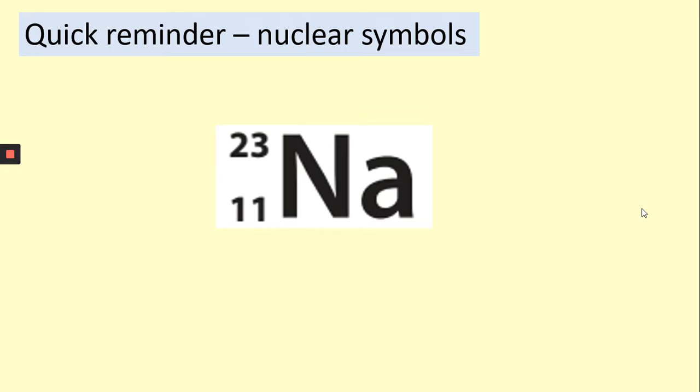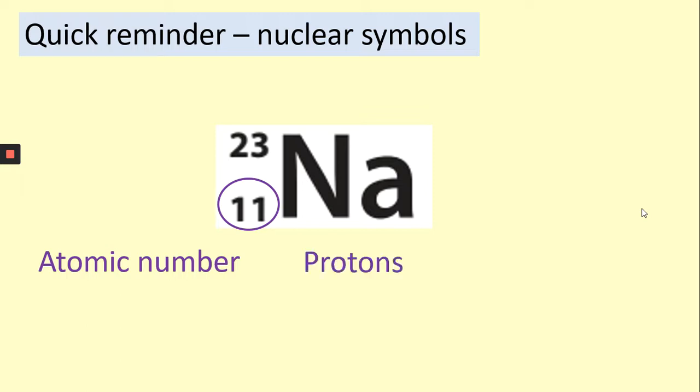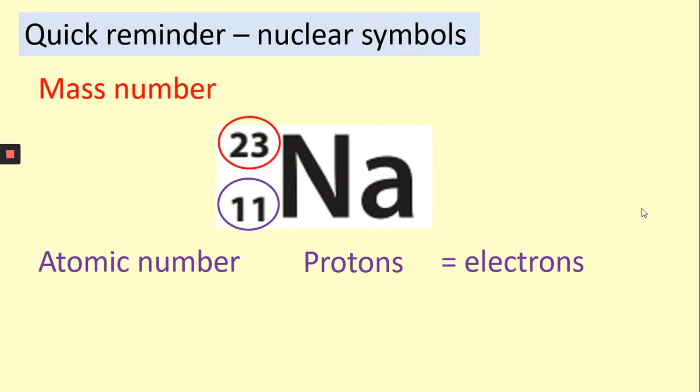So on your screen you can see sodium. If we look at the bottom number, that is our atomic number, and that tells us the number of protons. In a neutral atom, the number of electrons is exactly the same. I'm going to look at electrons later on this lesson. At the top, we have our mass number, and that tells us our number of protons and neutrons. So for sodium, we have 11 protons, 11 electrons, and 12 neutrons.